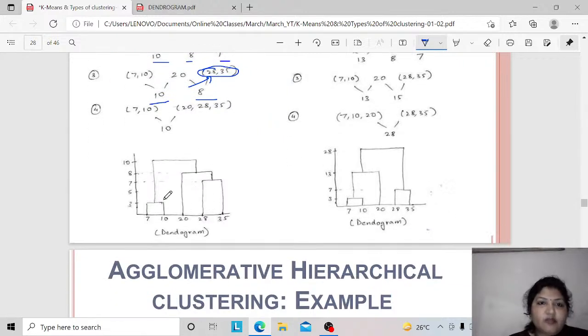First of all you have made 7, 10, and then you have made here 28, 35, then you club it with 20, and the two clusters, this cluster and this cluster, would be combined. So this is how our dendrogram can be made out of it, right?